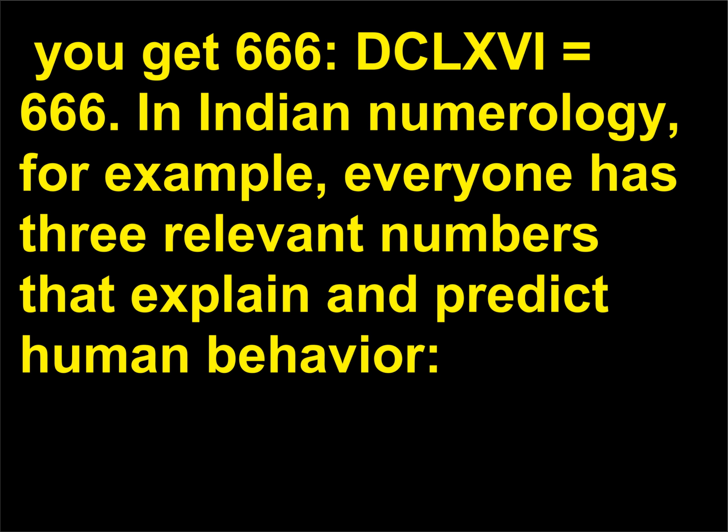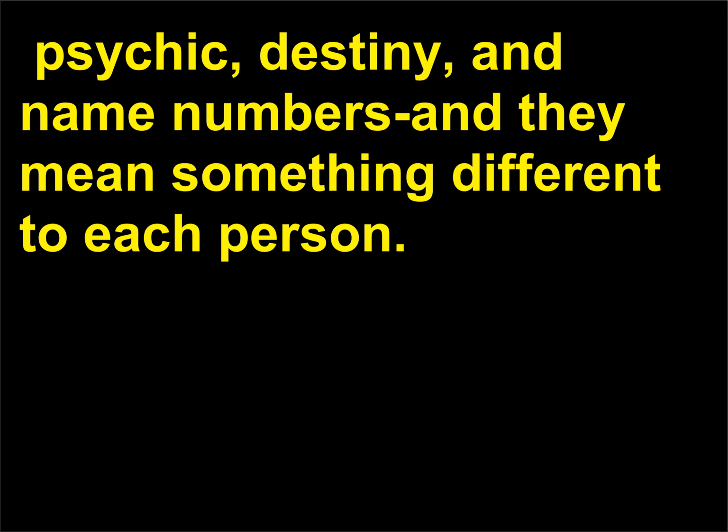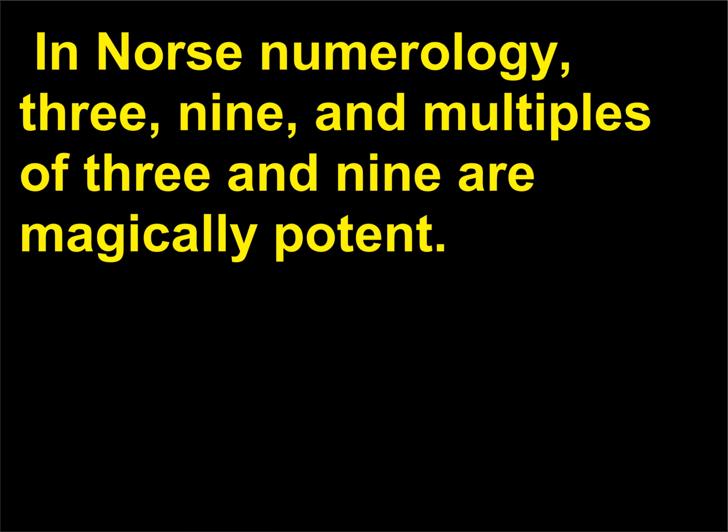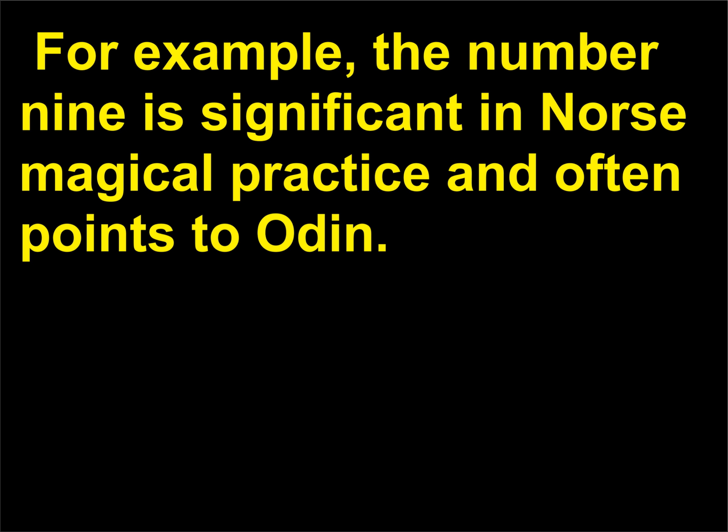In Indian numerology, for example, everyone has three relevant numbers that explain and predict human behavior: psychic, destiny, and name numbers, and they mean something different to each person. In Norse numerology, 3, 9, and multiples of 3 and 9 are magically potent. For example, the number 9 is significant in Norse magical practice and often points to Odin, considered the supreme god in Germanic and Norse mythology.